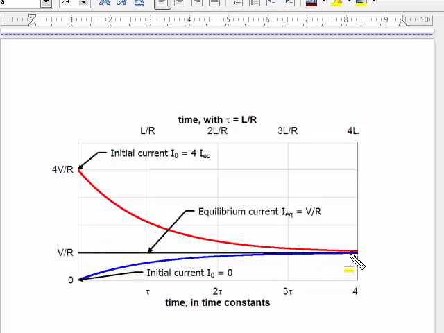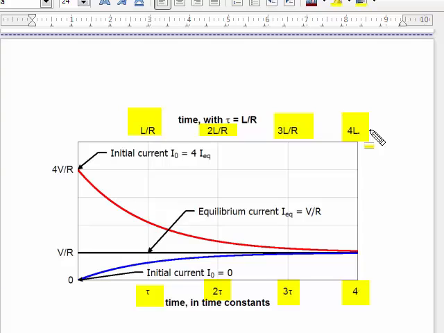And here I graphed this. Here is time in time constants. Of course, it's increasing in a similar fashion if you start less than equilibrium, and here it's dropping. Okay, and then the actual time constants I put up here.